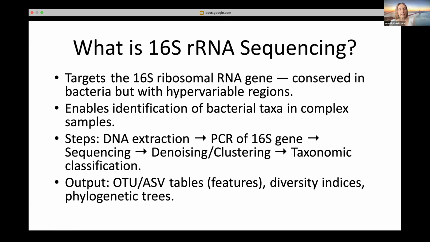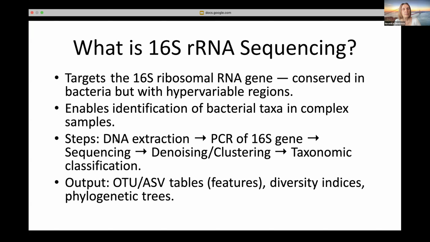So as Jan introduced the sequencing data and how we're going to work with sequencing data, I just want to go on a super high level to explain what this means. 16S is the ribosomal RNA gene, which is conserved in bacteria, but with what we call hypervariable regions, meaning they're variable across different species. It really enables identification of bacterial taxa in these complex samples.